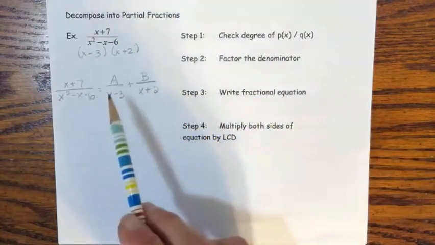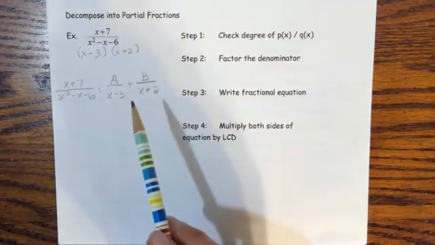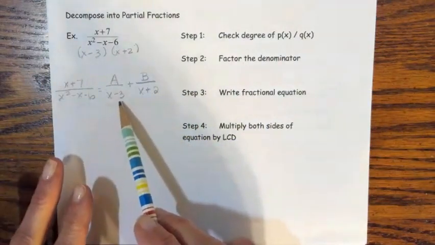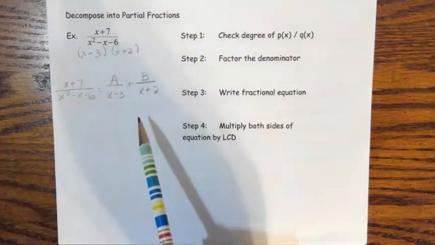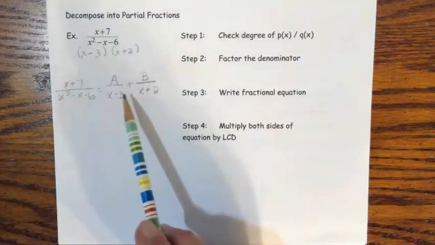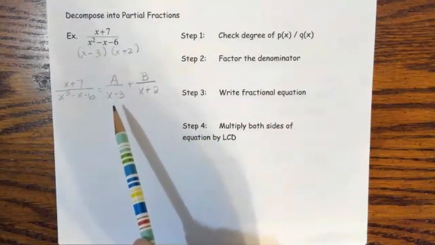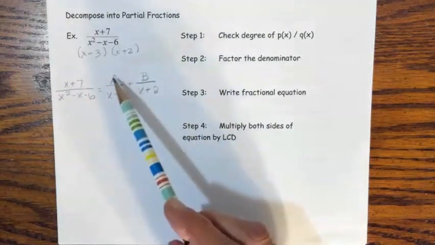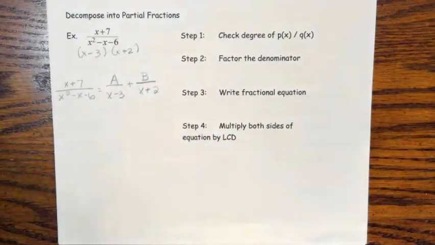We'll look at when these factors are repeated, meaning you may have an x to the third or the second power as part of your factor, or your actual factor has a squared x in it, and that's going to be different from what you put up here. So we'll talk about that when we get there.